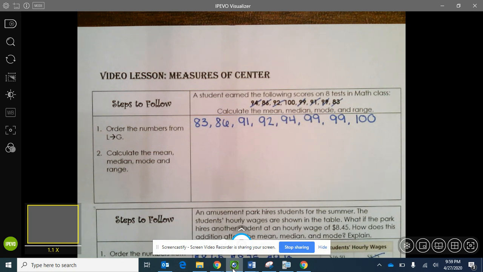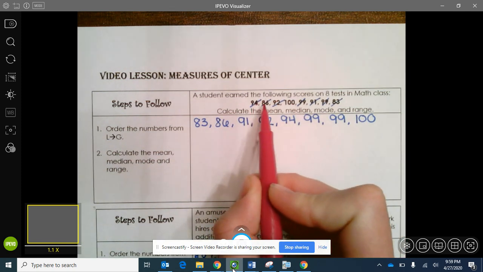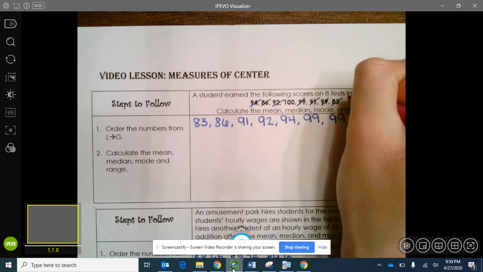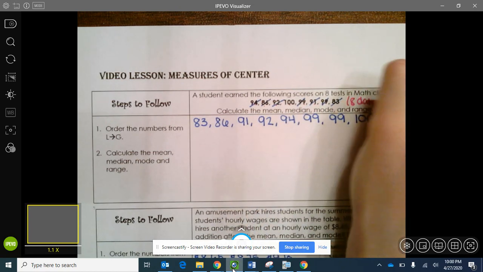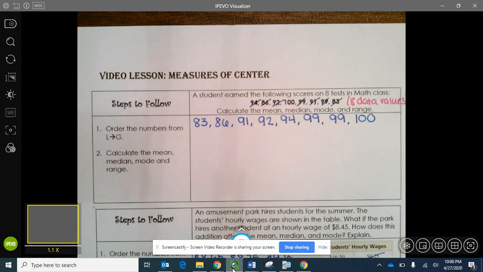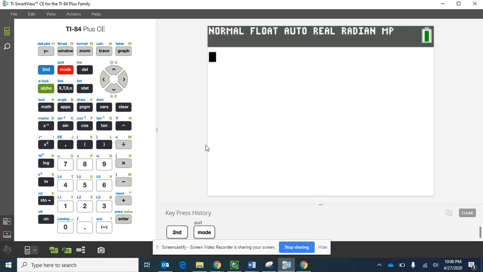Now, to find the mean, remember the mean is the average of the data. To find the average, you want to take all the data values, add them together, and divide by how many there are. Here, if you look, we have 1, 2, 3, 4, 5, 6, 7, 8 data values. So to find the average, I'm going to add them all up. You can use a calculator here.